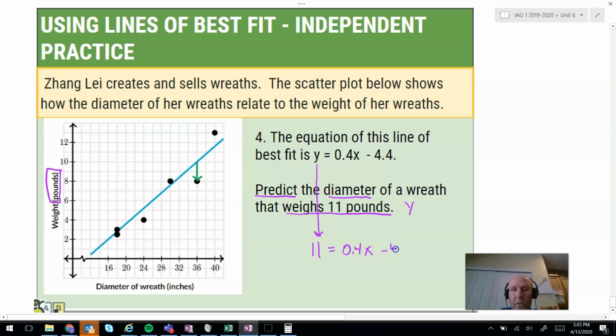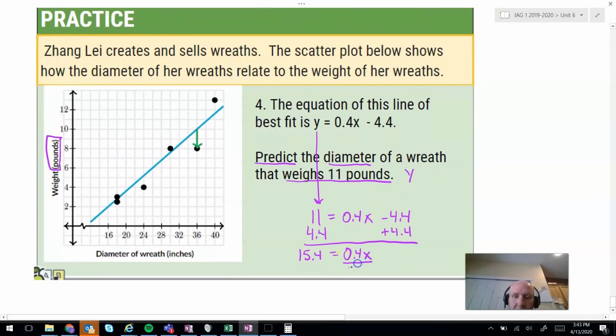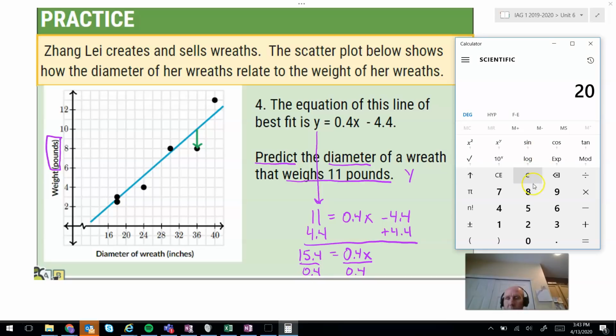equals 0.4x minus 4.4. So now we'll go ahead and add the 4.4 to both sides so that we can get x by itself. This is 15.4 equals 0.4x. Now, most of you know we need to divide both sides by 0.4. Let me check that one on my calculator. 15.4 divided by 0.4. All right, that seems right to me. We could have checked on this one a little bit.